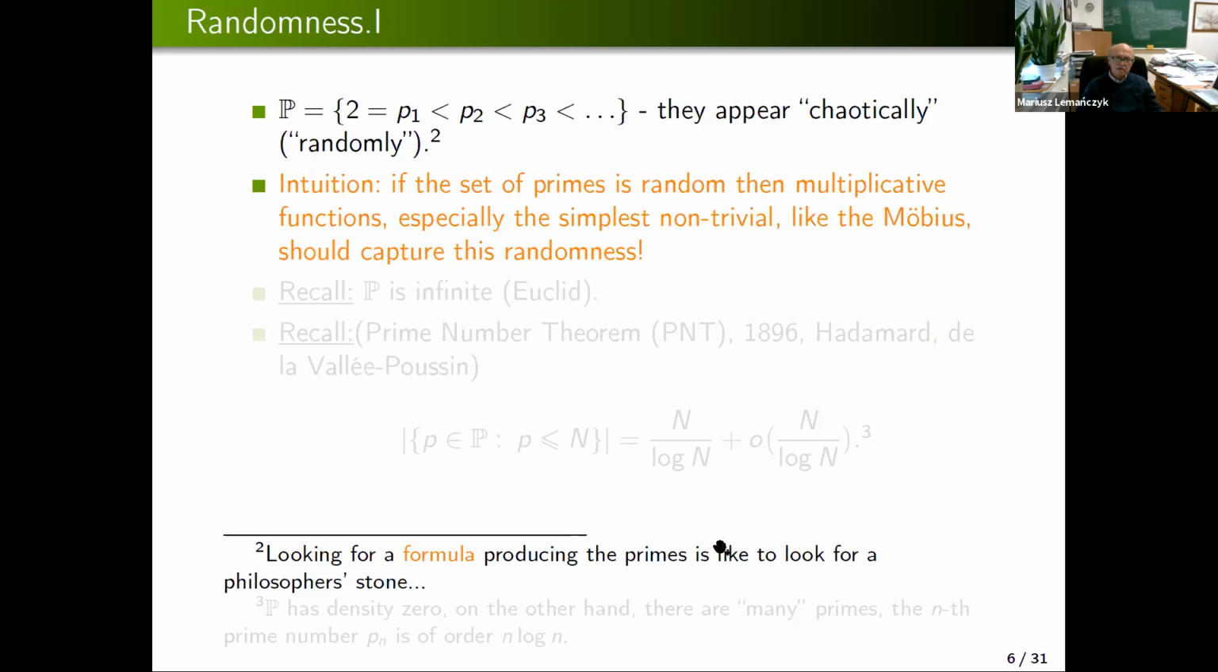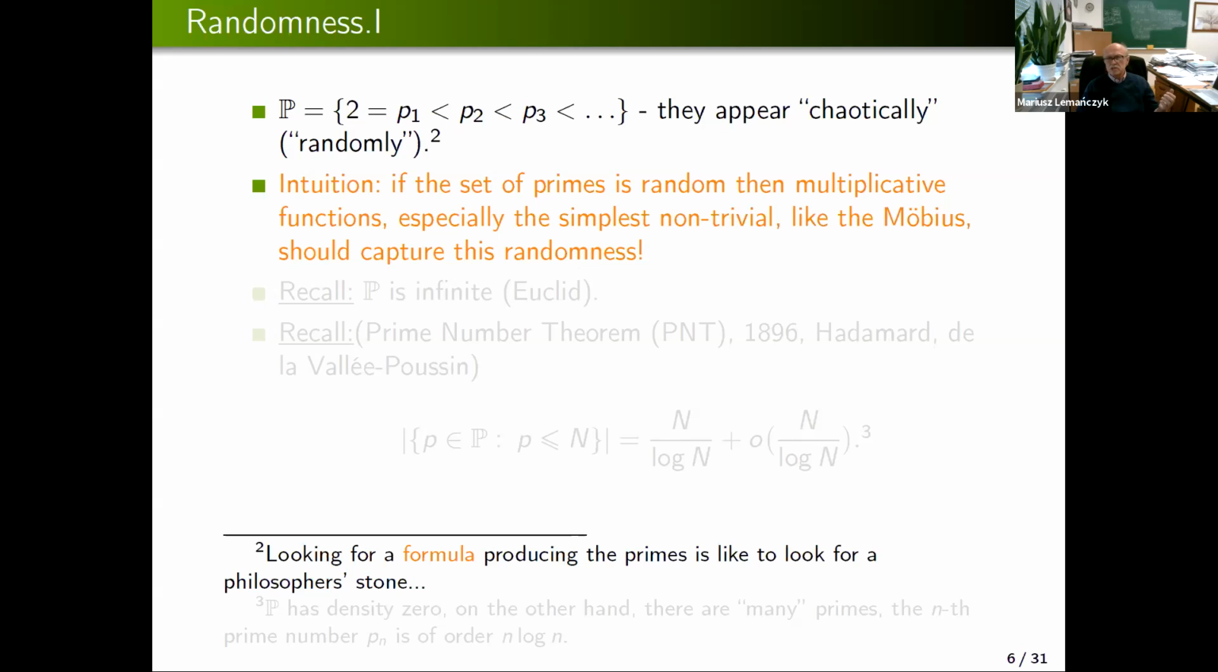I just wrote here that looking for a formula, even though people looked for formulas in the past, producing the primes is like looking for a philosopher's stone in mathematics. The intuition, which I think is commonly shared nowadays, is that this set of prime numbers is thought of as a random set, whatever it means. So we think about chaos.